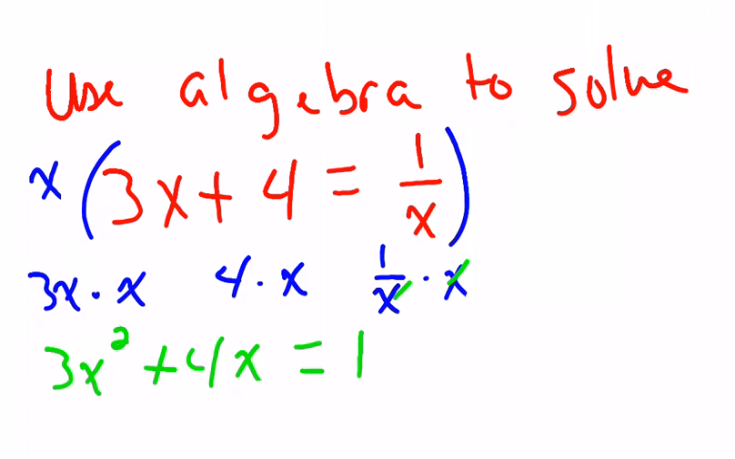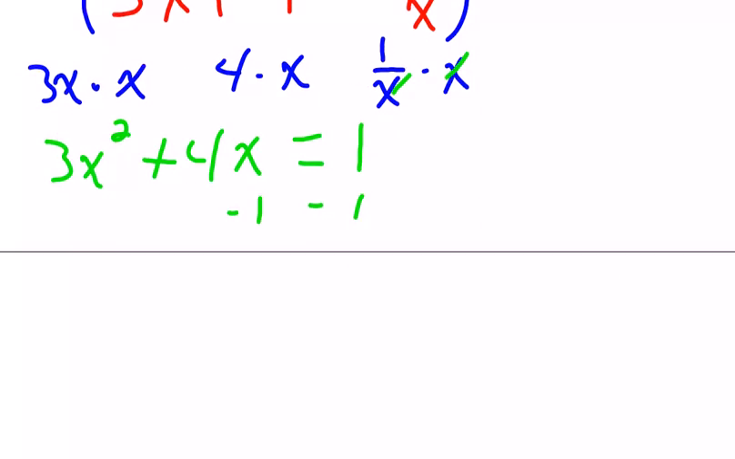so we get 1. And then it says we want to solve it, so this is a quadratic, so we'd want to move the 1 over to the other side, and we get 3x squared plus 4x minus 1 equals 0, and then we would want to factor it or use the quadratic formula to solve. This one doesn't factor, so we have to use the quadratic formula.